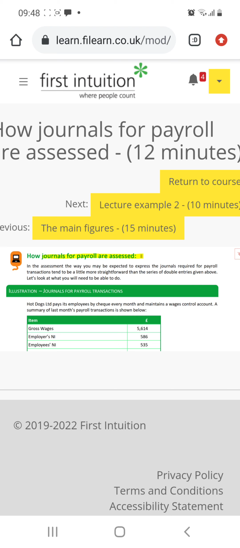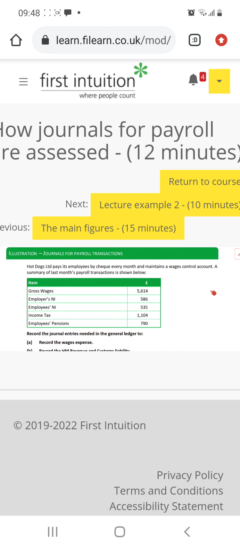So let's have a little look at this and see how it works. We've got here Hot Dogs Limited pays its employees by cheque every month and maintains a wages control account. Now, a summary of last month's payroll transactions is shown below. So we've got gross wages, both the employer's and the employees' national insurance, income tax, and the employee's pension. Fine, so they're the figures we've got.